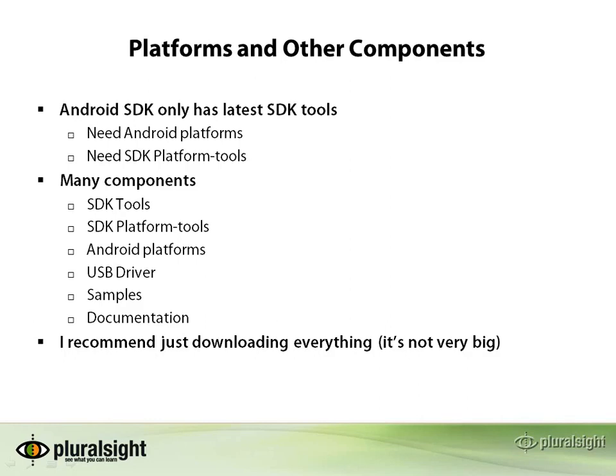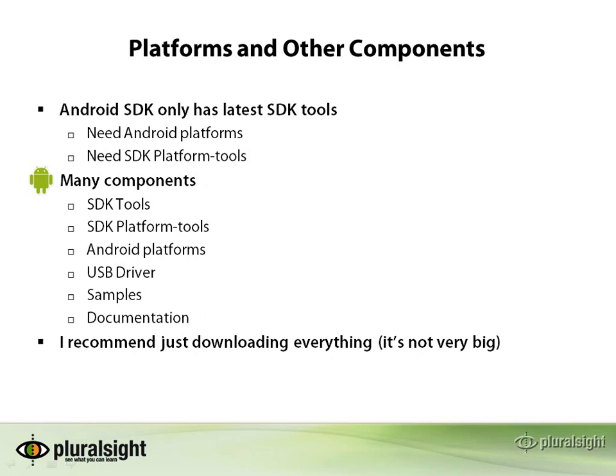The final thing we need to talk about are the platforms and other components. When we downloaded the Android SDK before, we didn't have everything that we needed to develop for Android. What we're missing are the Android-specific platforms and the SDK platform tools that go along with those platforms. What we're going to get next are the components that will allow us to target a specific version of the Android OS. You may have heard of Android OS versions like 1.6 or 2.1 or the new 2.3. We need to get those platforms and get the APIs that go along with those specific platforms if we're actually going to create an application that targets those platforms.